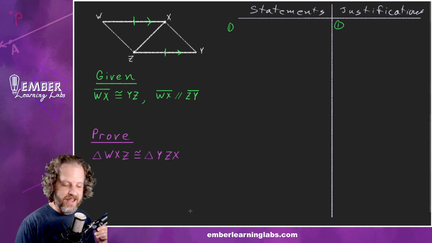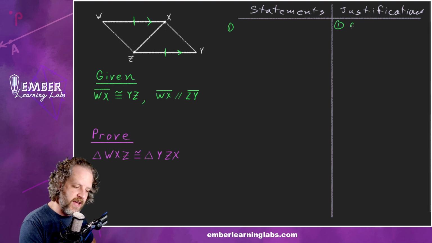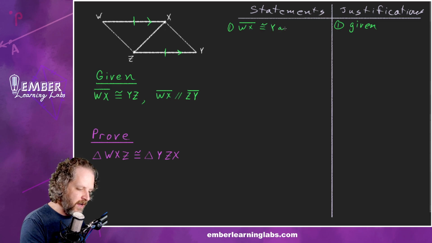But let's get our given down first. Our first justification is always given, and our first statement is always the given. So WX is congruent to YZ. No, just kidding. It wasn't a very funny joke. It's okay, we'll all get over it together. We're also given that WX is parallel to ZY.